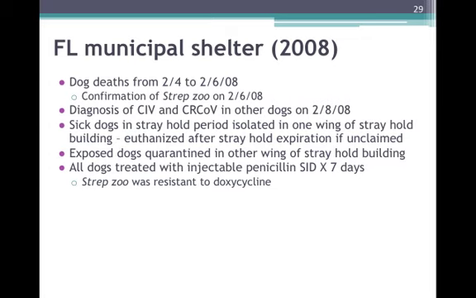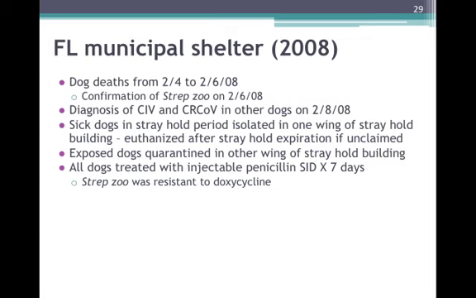This emptied out their adoption building because they moved all the exposed dogs out of there to the stray hold. They moved all the sick dogs out of there. And they started treatment of all the dogs on site with injectable penicillin once a day for 7 days. And this is before we knew that cefovecin or Convenia would work. But wouldn't it have been the perfect choice?